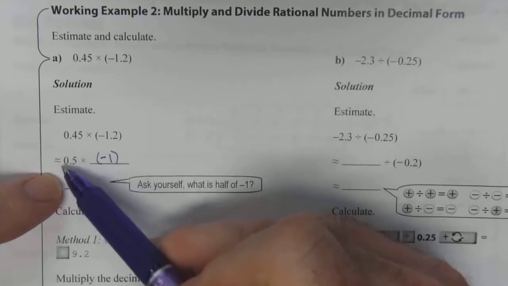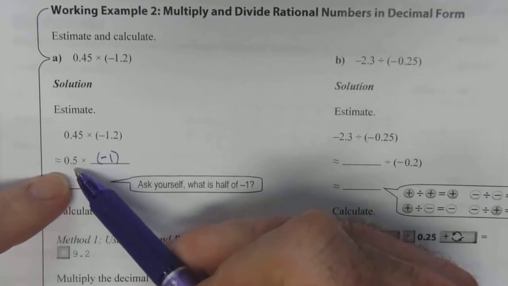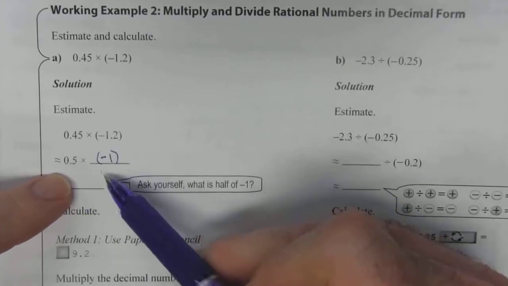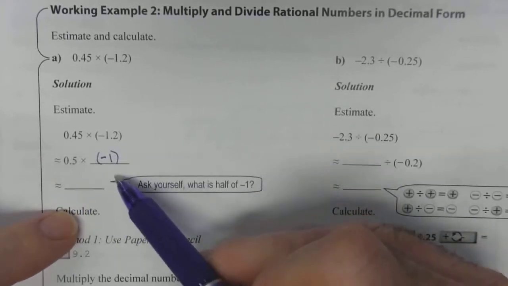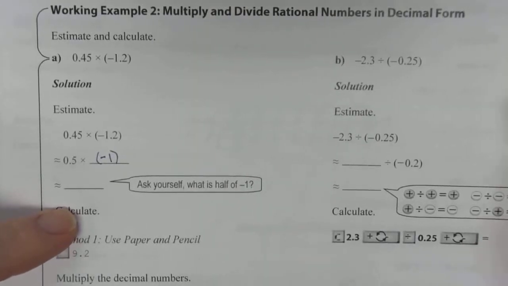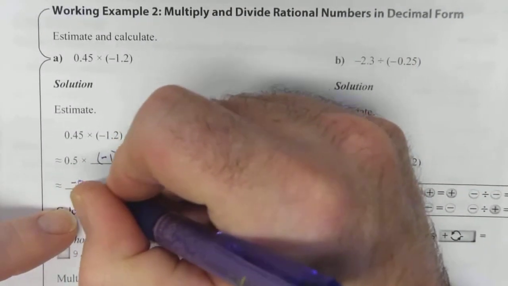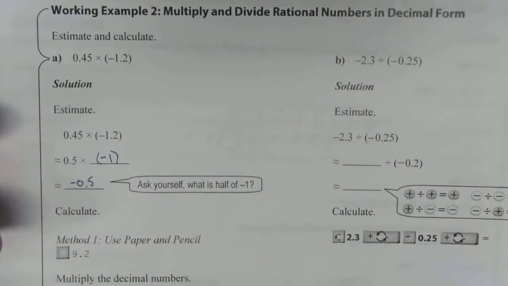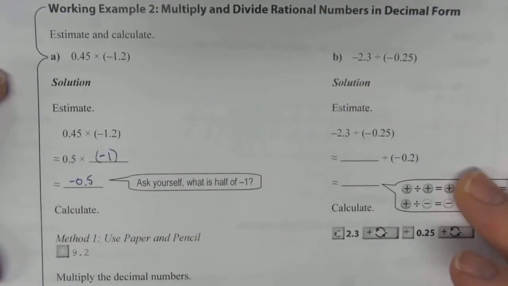So in this case, when you're estimating to a half instead of up to 0 or up to 1, you'll have to think about what this means. And what this means is, what is half of negative 1? Well, when you look at it that way, you know that it's going to be a negative 0.5. That's your estimate. So now we can use paper and pencil.